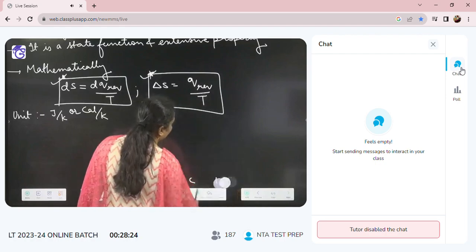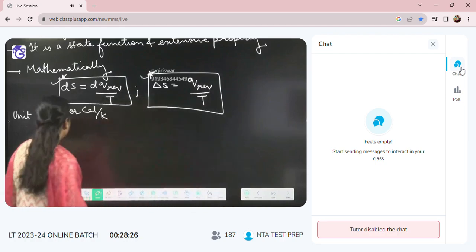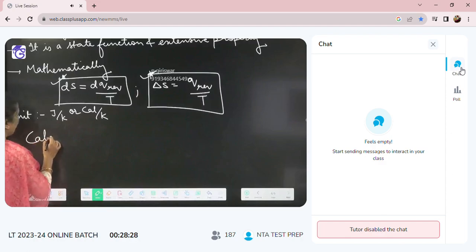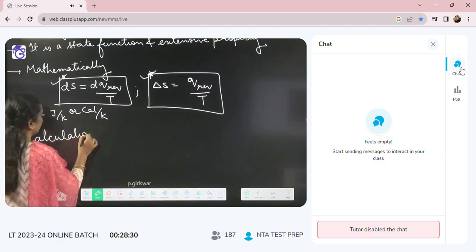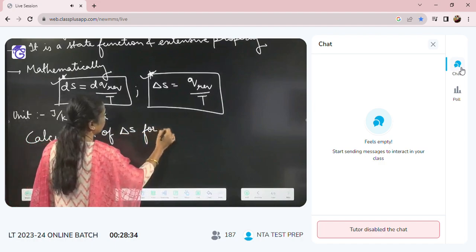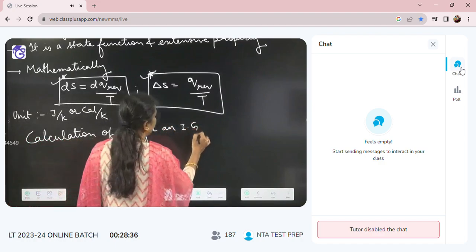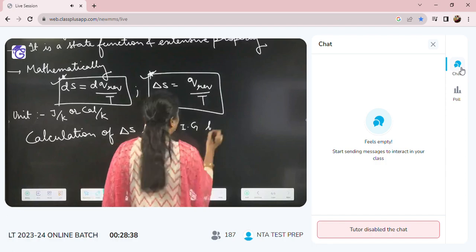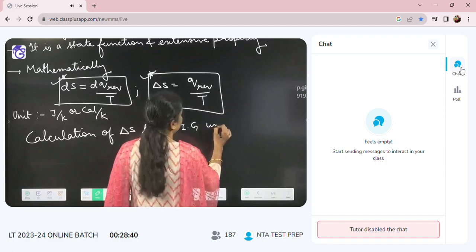Now let us go for the next one here. Calculation of delta S for an ideal gas undergoing a process.